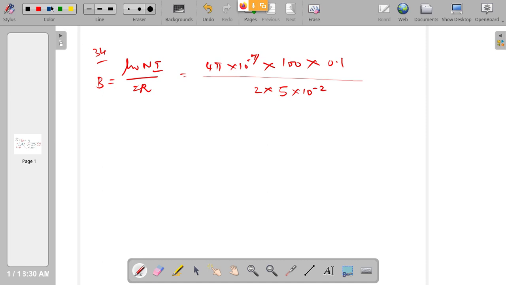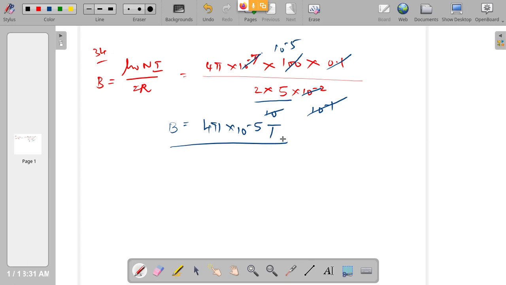So whatever is common, you better try to cancel it. That is always easy. So 2 into 5 is 10. 10 into 10 power minus 2 is going to become 10 power minus 1. Now 0.1 is actually 10 power minus 1, so this and this will cancel. Now this is 10 power minus 7, and 100 is 10 power 2, so you will get 10 power minus 5. So the answer is 4 pi into 10 power minus 5. Magnetic field unit is Tesla. That's it. So check the answers.